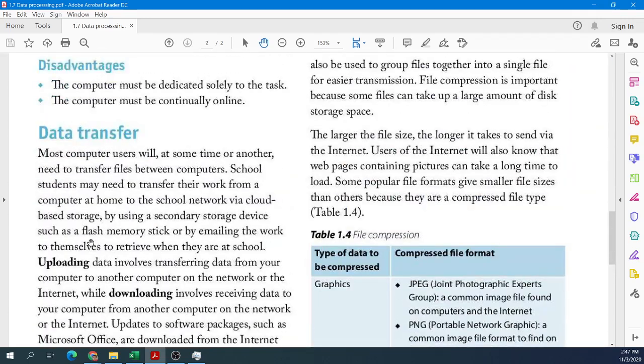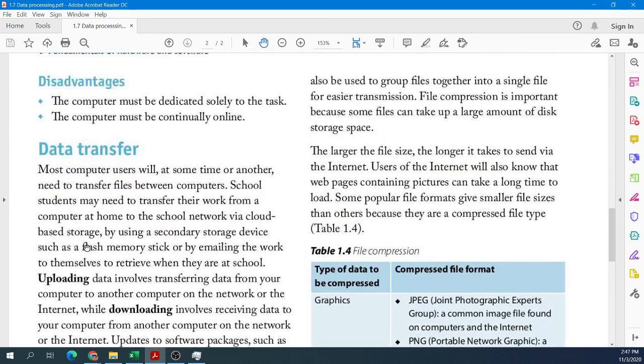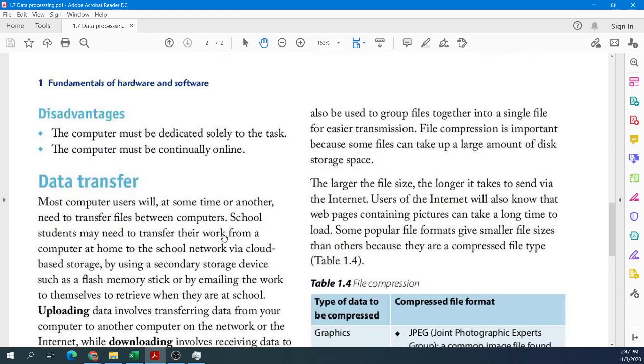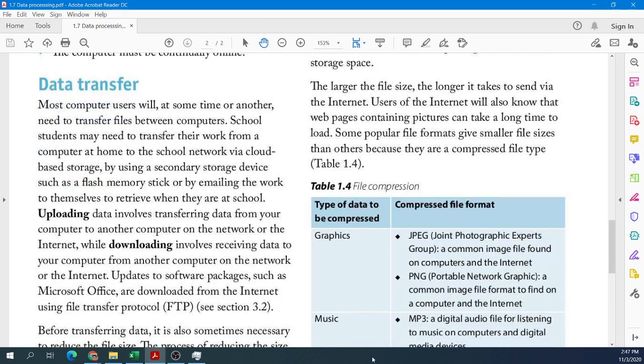So, the last topic, data transfer. And to take our first paragraph, we'll have Rhodesia.